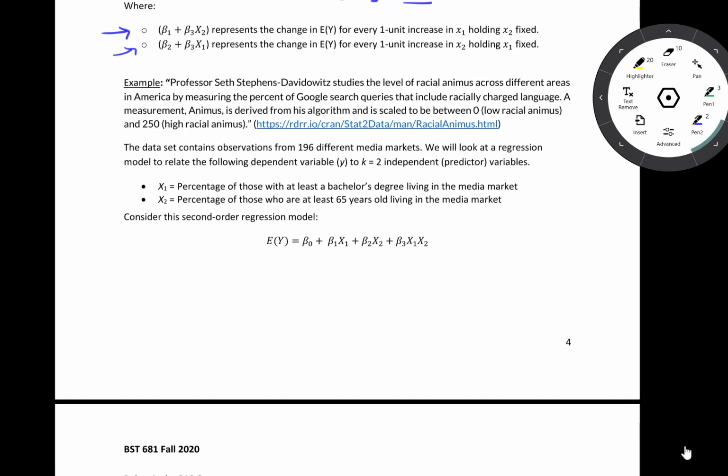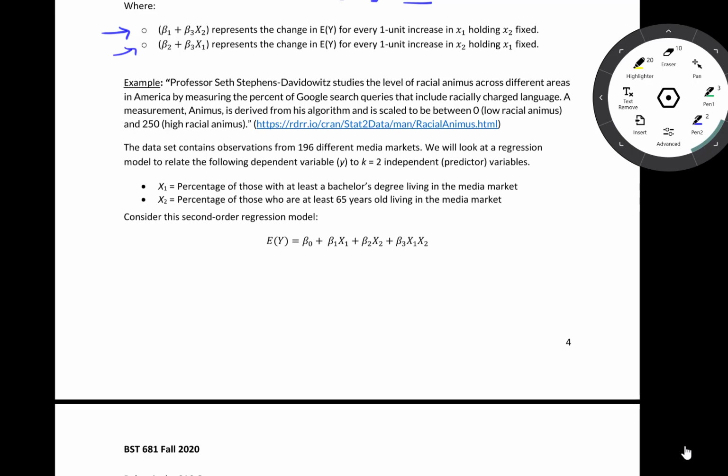All right, so let's continue looking at that running example that we have. Our data set still contains observations from 196 different media markets, but we're going to look at only 2 predictor variables. We're going to look at the percentage of those with at least a bachelor's degree living in the media market, and the percentage of those who are at least 65 years old living in the media market. So do notice that we have relabeled what X1 and X2 are for this example.